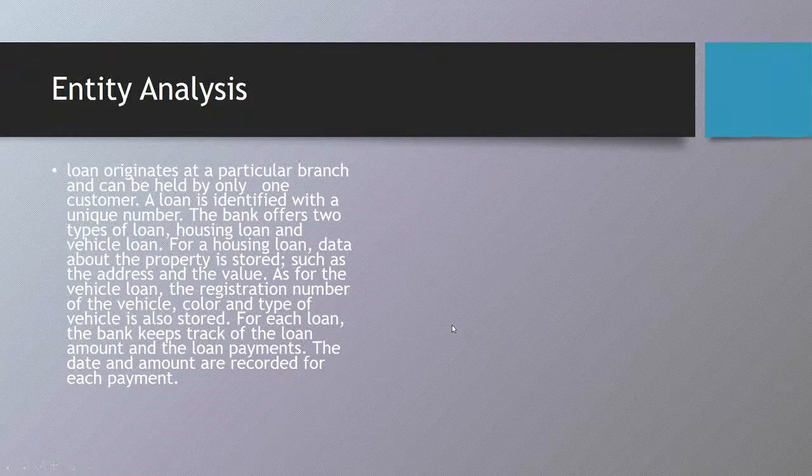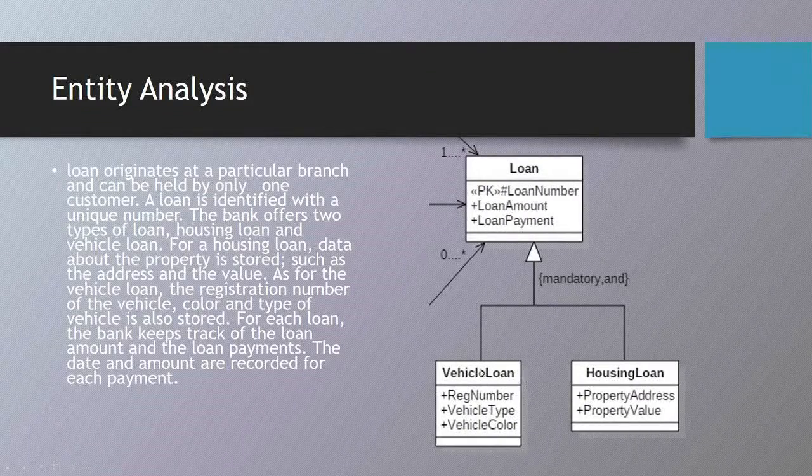It also stated there that the bank offers two types of loan, vehicle loan and housing loan. In vehicle loan, it has three additional attributes, that is registration number of vehicle, vehicle type, and vehicle color. For housing loan, there are two additional attributes, that is property address and property value.